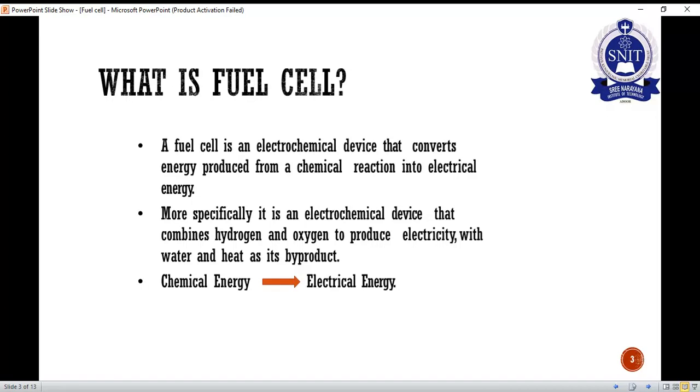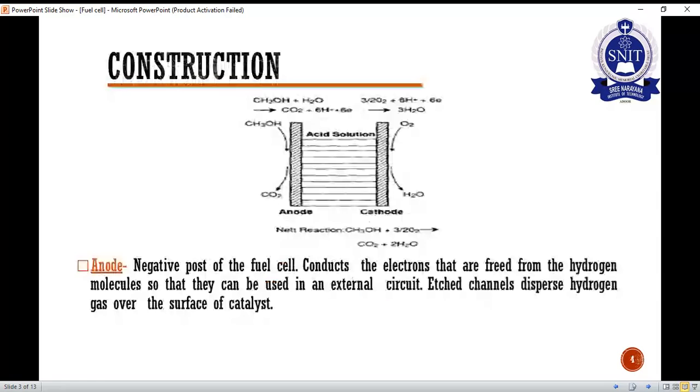For every reaction there should be a byproduct. Here in the fuel cell reaction the byproduct is water and heat. So it converts one form of energy into another, that is, chemical energy into electrical energy. Let's look into the construction of the fuel cell. A fuel cell is a cell, so obviously it consists of one anode, one cathode, and one electrolyte. The electrolyte should be an acidic solution.